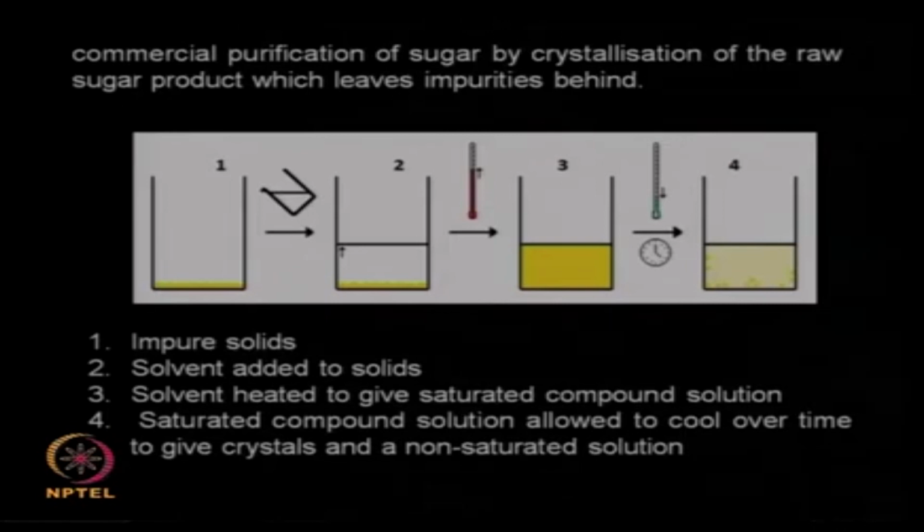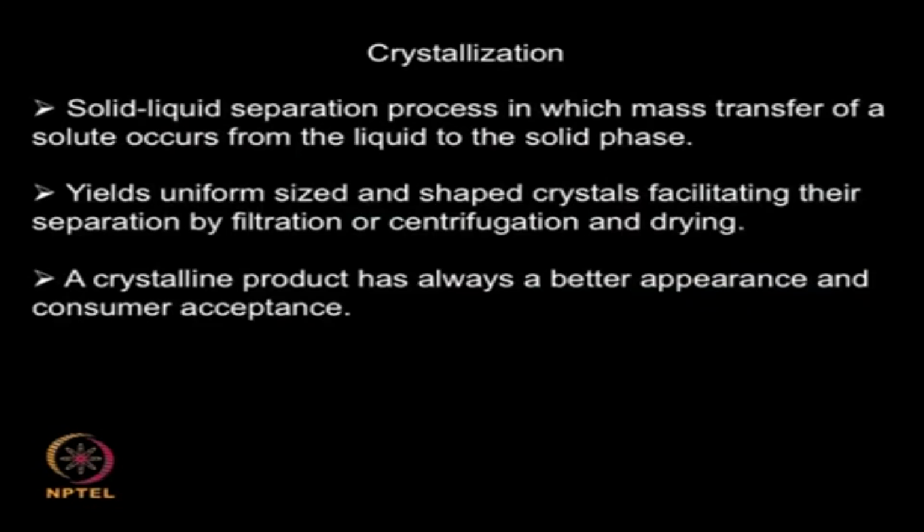Same thing you can do for salt. In fact, with sodium chloride, you get beautiful white crystals of sodium chloride by doing this particular operation. Fine chemicals are made the same way to get pure solid fine chemicals. So it is a solid-liquid separation process. What you are doing is removing the solid from a solution containing the dissolved solid. There is a mass transfer of a solute from the liquid to the solid phase. So the solid that is present inside the solution starts coming out.